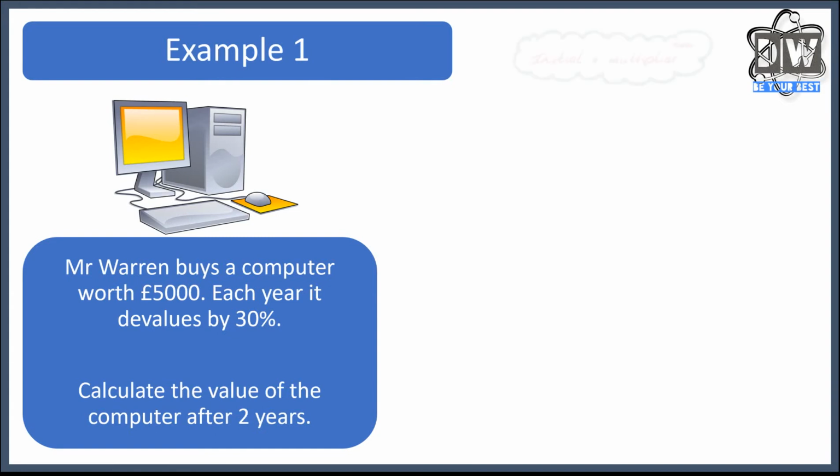So remember the formula we used before. It was the initial timesing by the multiplier to the power of time. It's exactly the same, but remember our starting point was 100%. It's going down in value by 30%, so we don't have 100% anymore. So let's go over that.